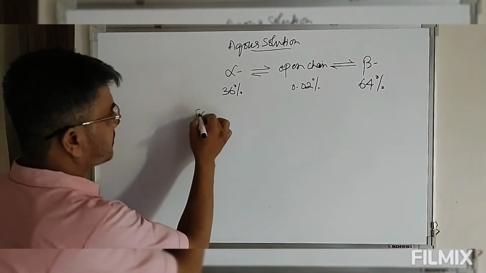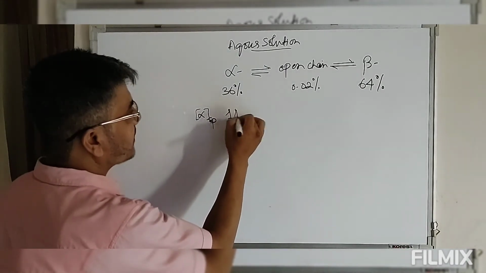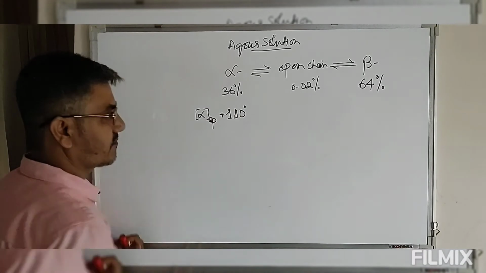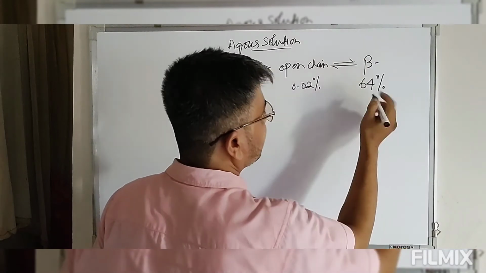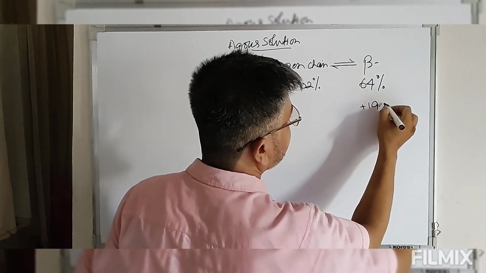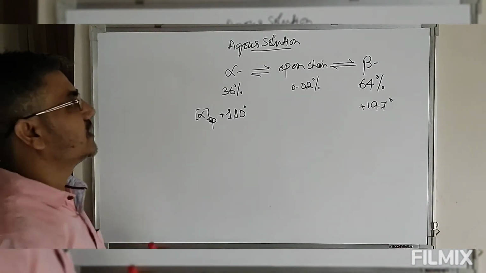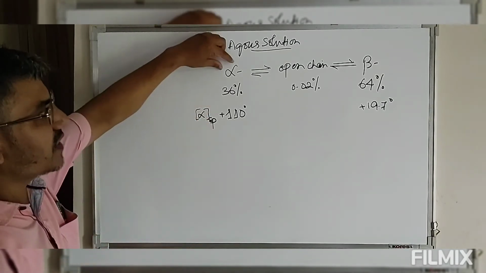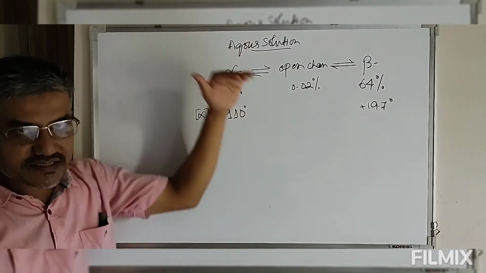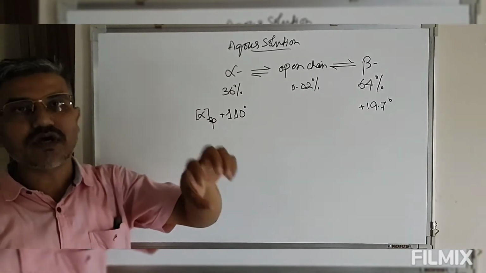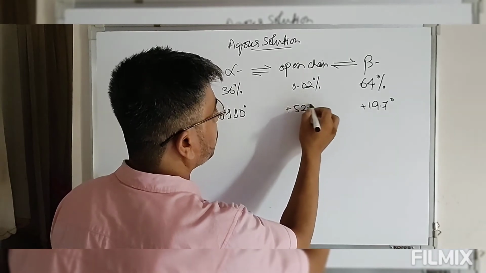So the specific rotation of this alpha form is plus 110 degree, that is dextrose form. The specific rotation of this beta form is plus 19.7 degree, and the freshly prepared alpha D-glucopyranoside solution on standing changes to an equilibrium value, a constant value, and that constant value is for this open chain, and this is 52.7 degree.